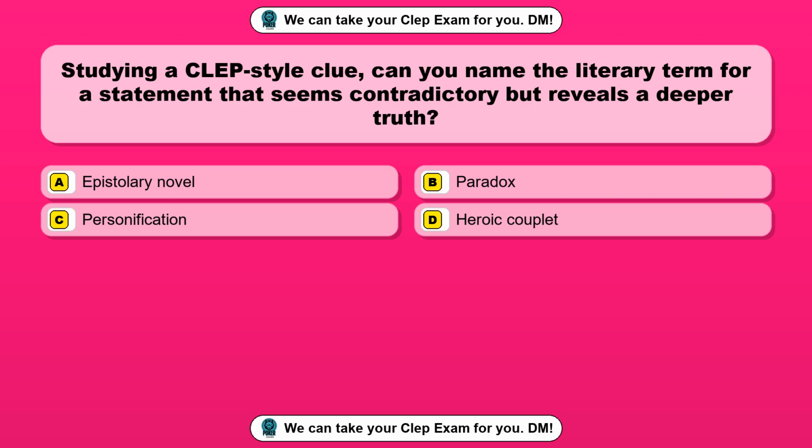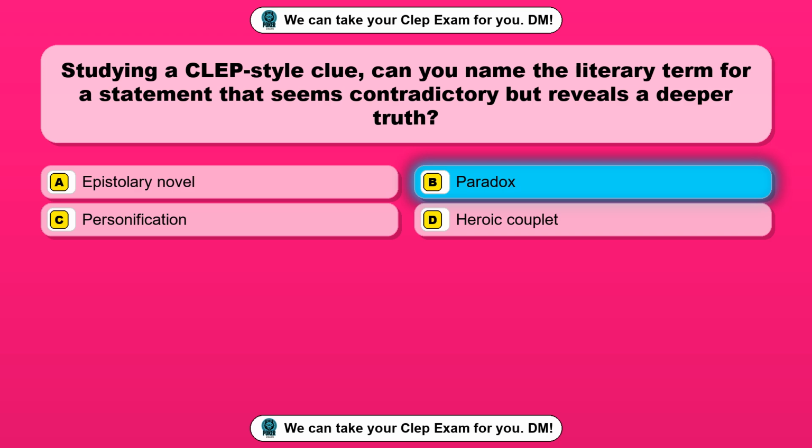Question 44. Studying a CLEP style clue, can you name the literary term for a statement that seems contradictory but reveals a deeper truth? Option A, epistolary novel. Option B, paradox. Option C, personification. Option D, heroic couplet. The correct answer is option B.